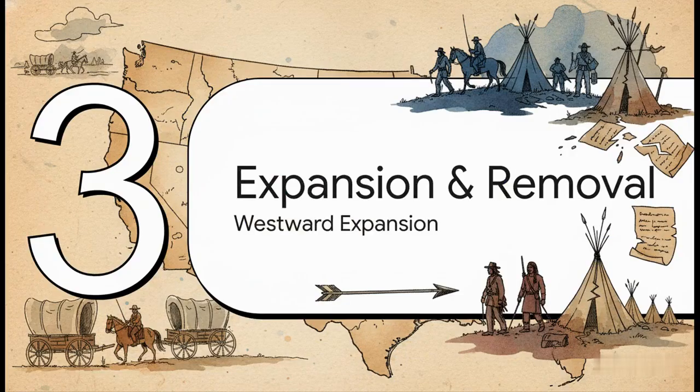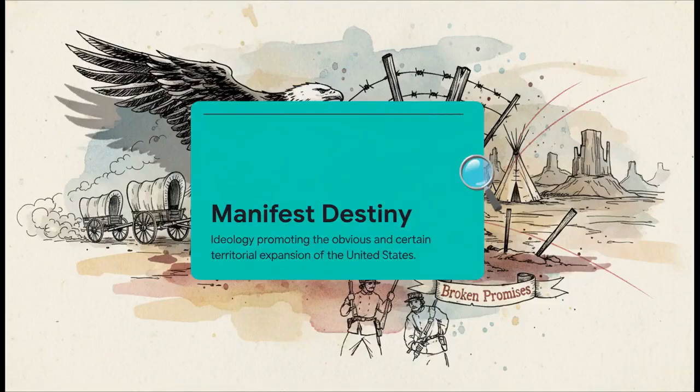Okay, part 3, expansion, treaties, and removal. Let's fast forward a bit to the 19th century, where the newly formed United States begins aggressively expanding its territory. You've probably heard the term manifest destiny.